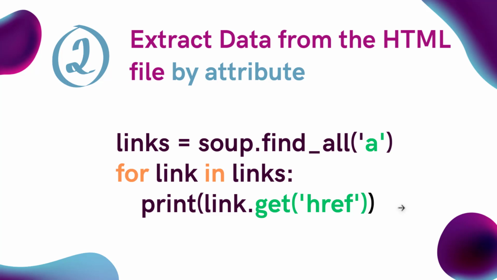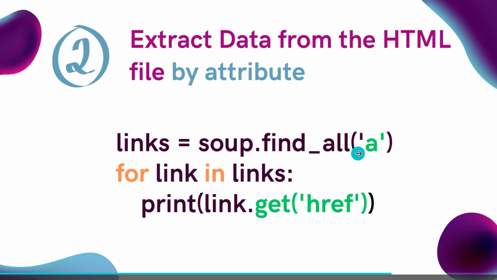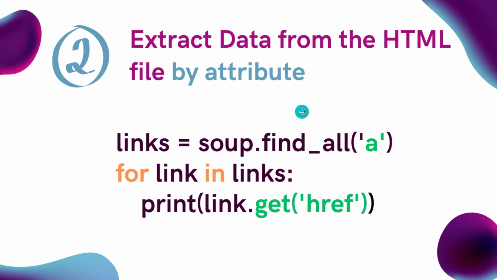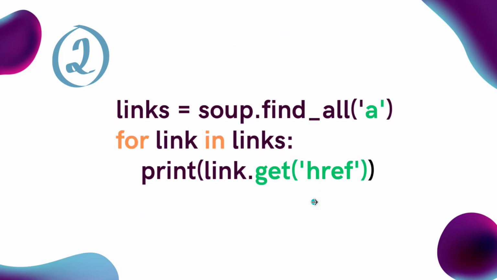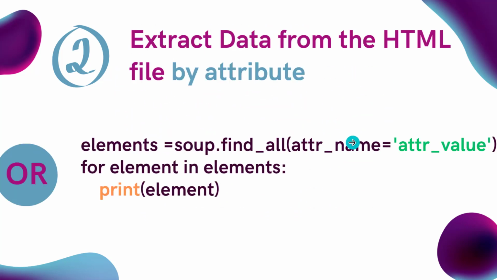Let's now see how to search the HTML file, the data by attributes. You can do this with finding all the tags that include the attribute, and then using the dot get, and between parentheses you will write the attribute, or you can search from the beginning with the attribute name and equal attribute value. And then, of course, you will use the for loop to print all the elements that include this attribute.